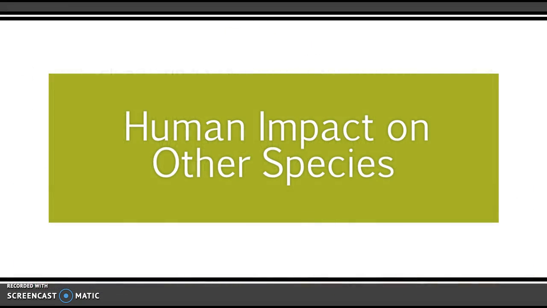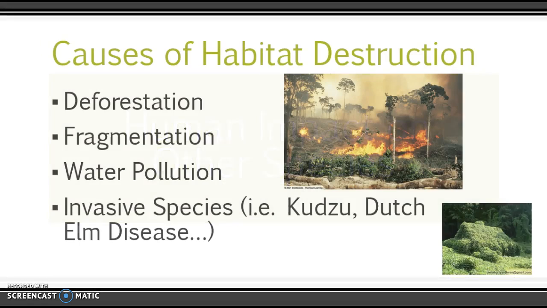Now let's talk specifically about how we're affecting other species. Well, a lot of our impact on other species, particularly animals, is going to come from habitat destruction and ways that we are successfully destroying habitats through deforestation. Fragmentation is when we cut down trees or we build highway systems that split up an ecosystem. Water pollution, obviously. And one we don't think of a whole lot is going to be the introduction of invasive species. Kudzu is the most important one for the South.